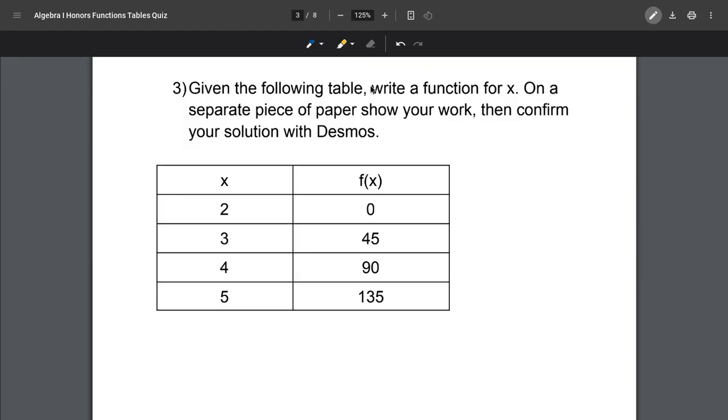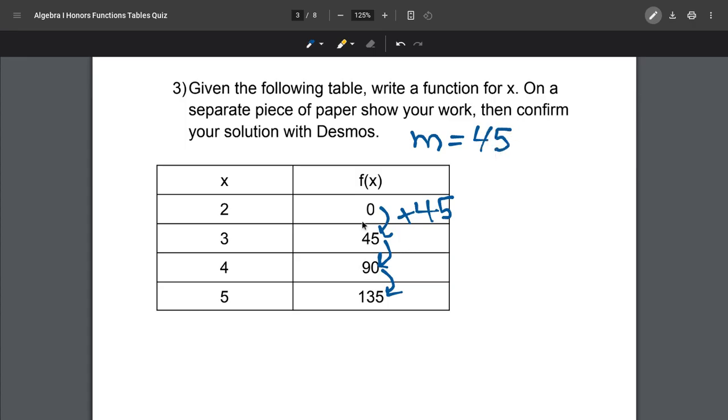Okay, problem 3, given the following table, write a function for x. Okay, this time we don't have where x equals 0. I can note that going from 0 to 45, that's a jump of 45, so I'm increasing by 45 here. And I increased from 45 to 90 and 90 to 135. So this is a linear function. And my slope is going to be 45, because I'm increasing 1 in x, I increase 45 on f of x. So my slope is 45.